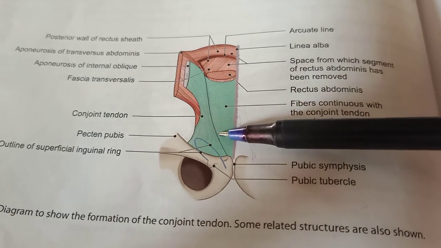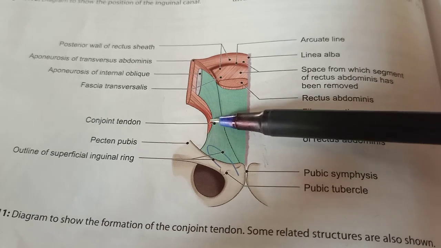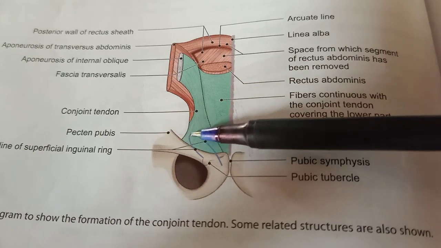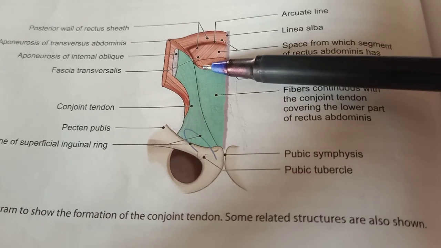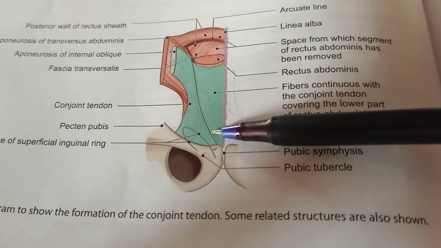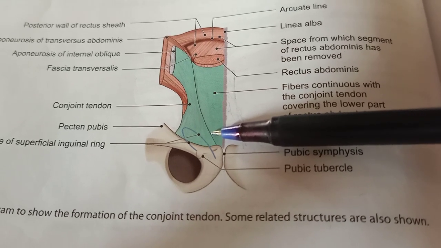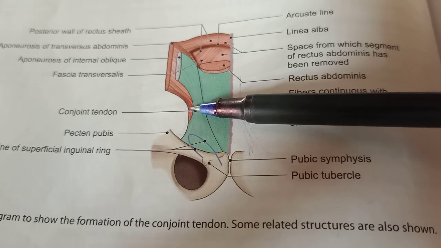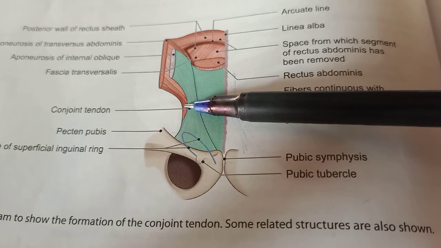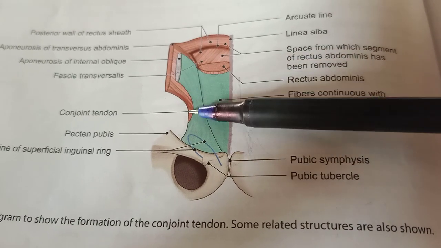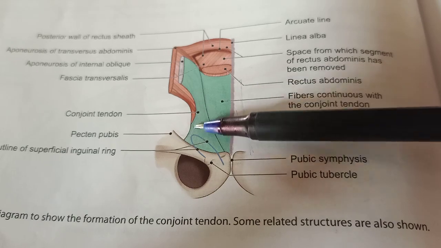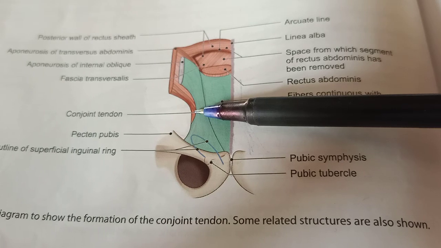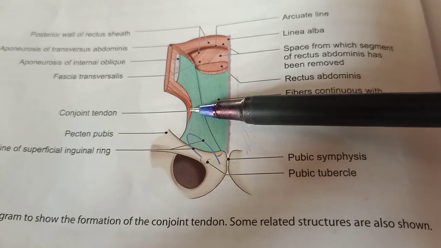Medially it is attached to the rectus sheath, and laterally it is free. The aponeurosis of the two muscles, the internal oblique and transversus abdominis, fuse lateral to the rectus abdominis in the lower part of the abdominal wall. So laterally there is fusion of the aponeurosis of two muscles. This way your conjoint tendon is formed.